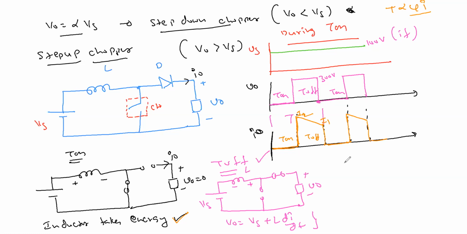So let me find what is the average output voltage V0, which is equal to, you can consider this one T off periodically, no issues. T off by T into Vs.